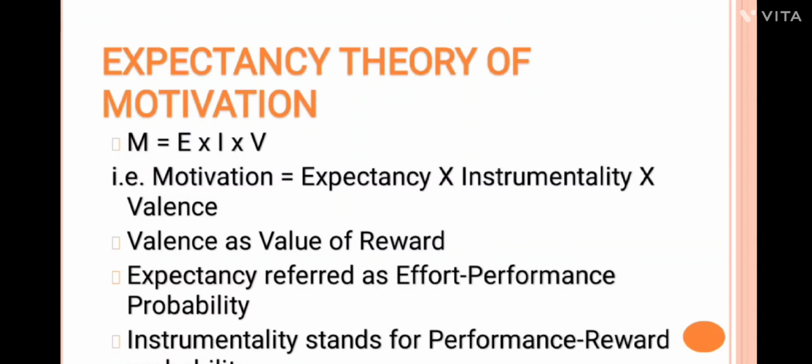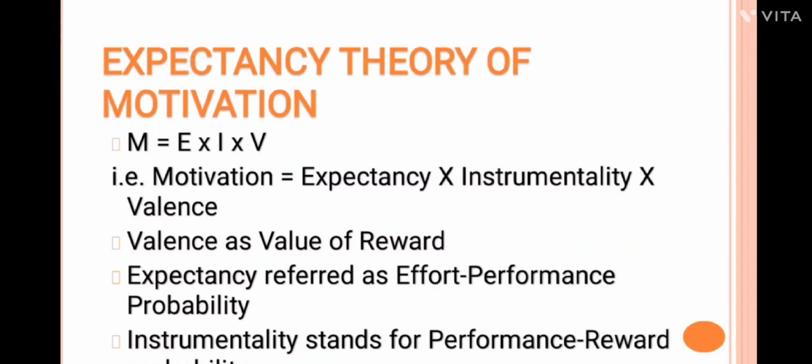Valence means the value of reward. Valence is the attraction of an outcome to the individual. Whenever an individual has a preference for the reward, valence is the strength of that preference. Valence is deemed to be positive for an individual if he prefers attaining the outcome to not attaining it. Valence is zero if the individual is indifferent towards the outcome.